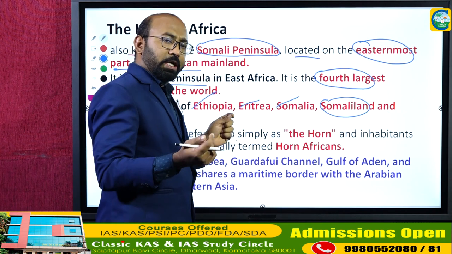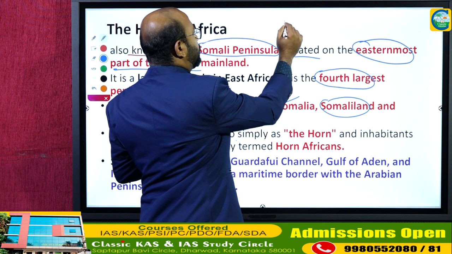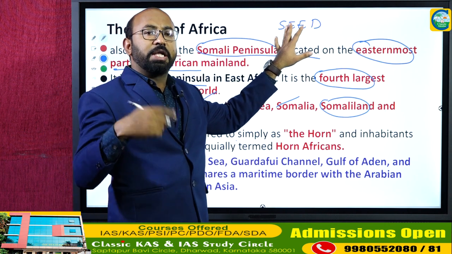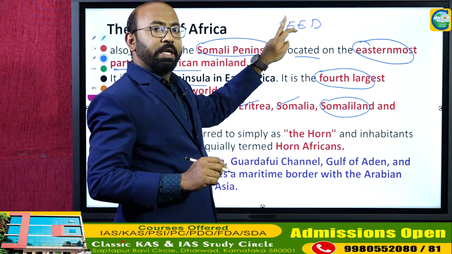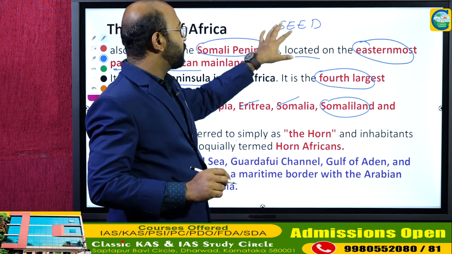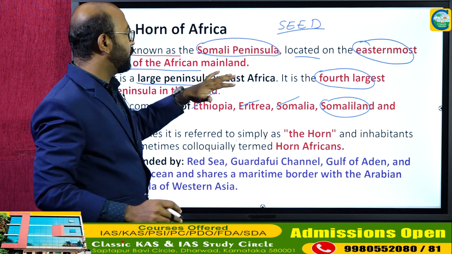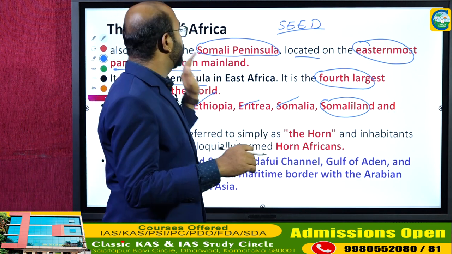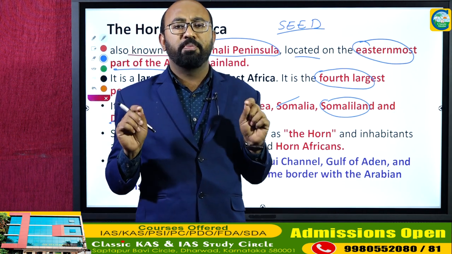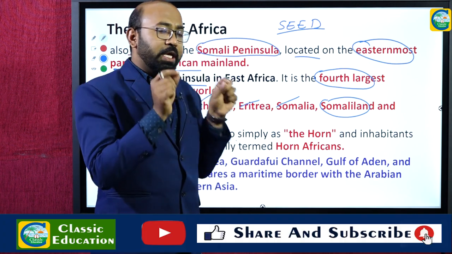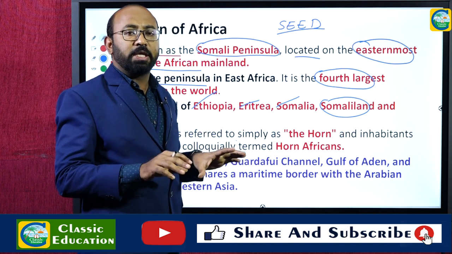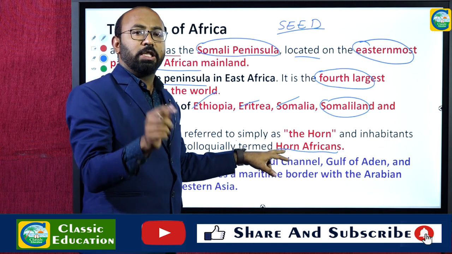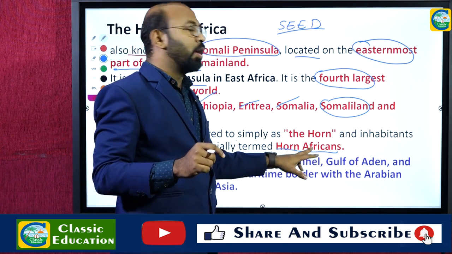For remembering it easily, you can make a code word like SEEDS. These are the four countries which constitute the Horn of Africa: Somalia, Eritrea, Ethiopia, and Djibouti. So you can remember the countries in the Horn of Africa. Sometimes it is referred to simply as the Horn. The people who are living in the Horn of African region are called the Horn Africans.